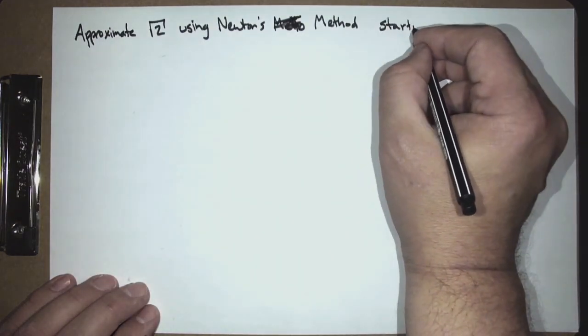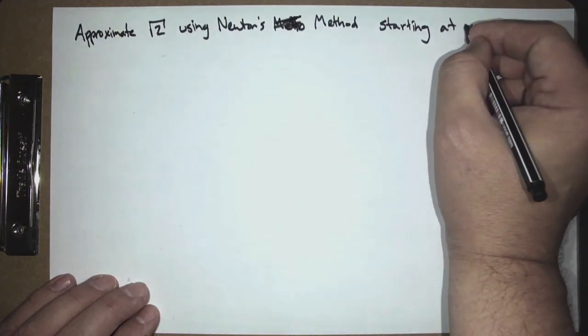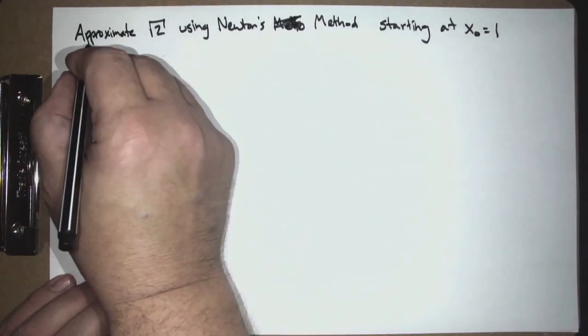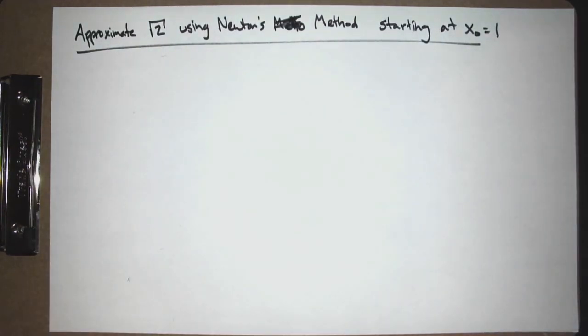Starting at x0 equals 1. Okay, so we're going to work our way through that. We want to approximate the square root of 2 using Newton's method. And people have been after the square root of 2, like I said, for thousands and thousands of years. And it was known to a high degree a long time ago, basically using what we're going to talk about.